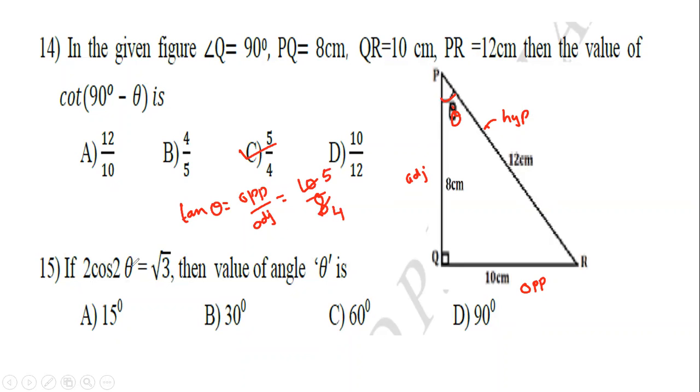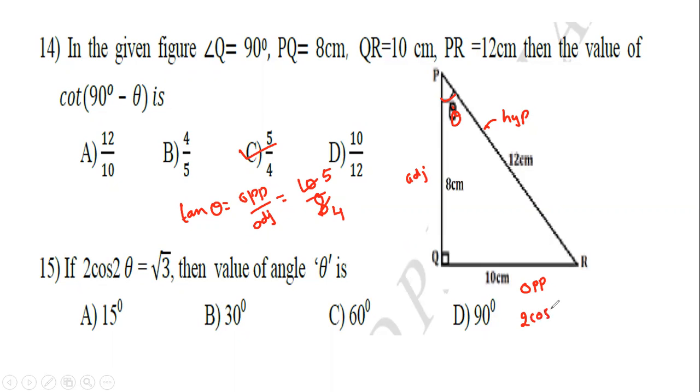Next, if 2 cos 2 theta is equals to root 3, then the value of angle theta is dash. So here the given 2 cos 2 theta is equals to root 3. Now simplify this one.